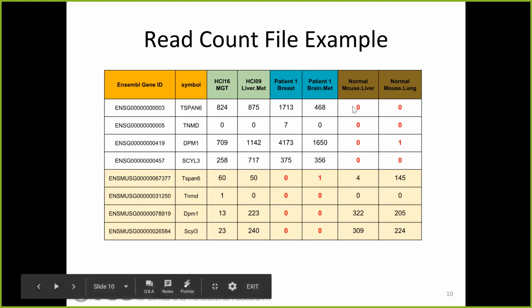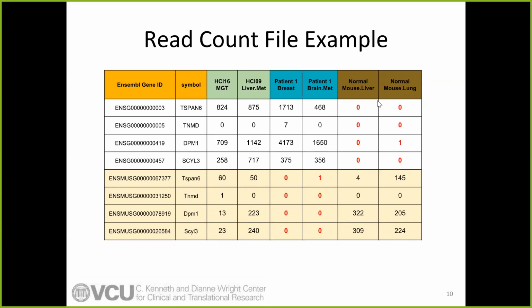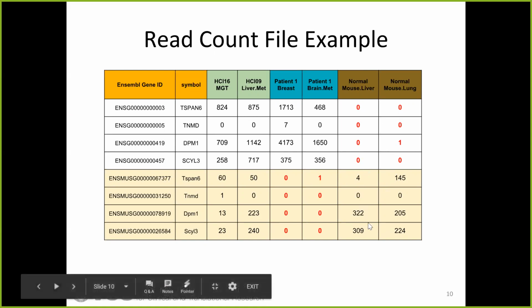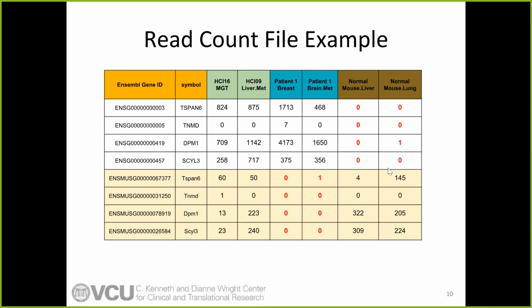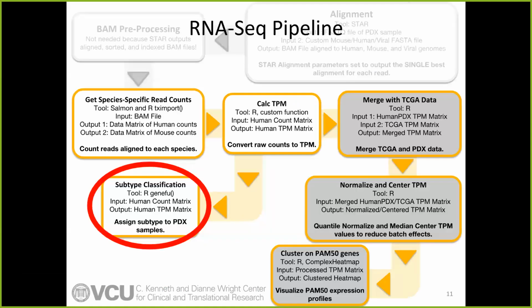And then the reverse happened for the human genes, where there was no mapping of the normal mouse to the human genes, and all of it mapped to the mouse genes. So again, this was consistent across all of our samples. It's what we expected to happen, and it was just a quality control check to make sure that our pipeline and our aligner was doing what it's supposed to be doing. Okay, I've kind of shifted up the pipeline here.